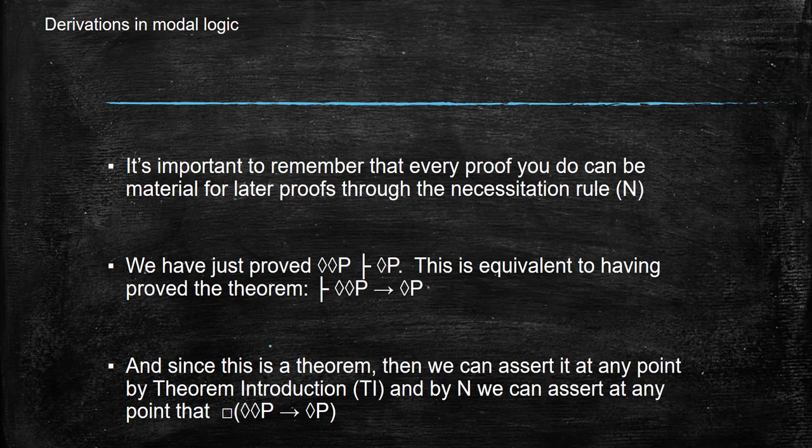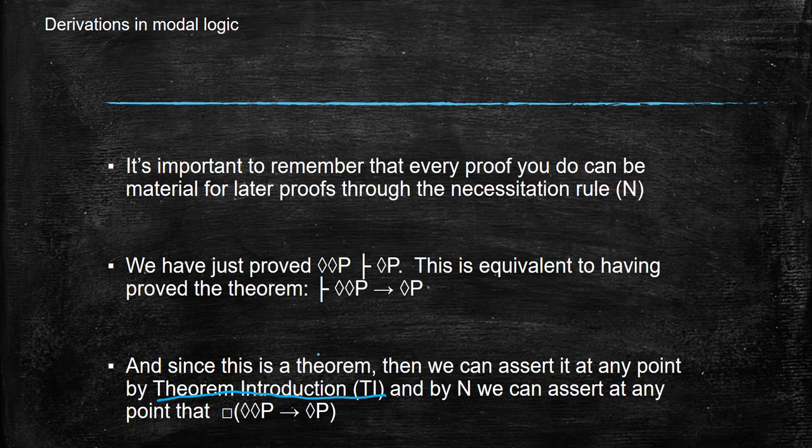So it's important to remember that every proof you do can be material for later proofs through the necessitation rule, N. Now we've just proved possible possible P yields possible P, and this is equivalent to having proved the theorem, if possible possible P, then possible P. Since this is a theorem, then we can assert it at any point by theorem introduction, TI.